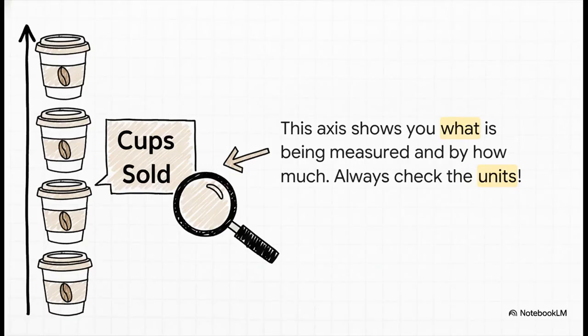Now let's look at that vertical line, the y-axis. The label here says cups sold. This tells us the what of the story. What exactly are we measuring? The number of coffee cups. And the numbers alongside it give us the scale. Are we talking about 10 cups or 1,000?